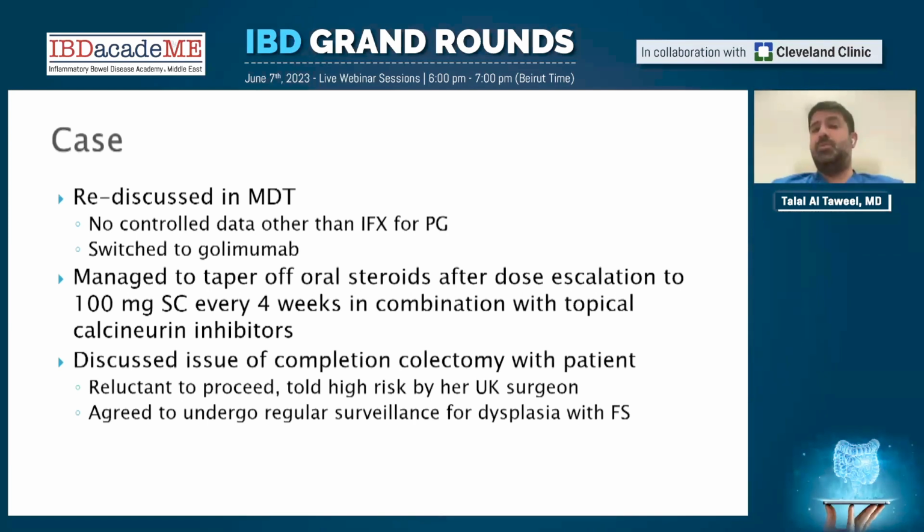Finally, we managed with difficulty to get her off the oral steroids after dose escalation of her golimumab to every 4 weeks, in combination with maintenance with topical calcineurin inhibitors. And then we discussed the other issue of the diversion and whether to undergo a completion colectomy with the patient. She was very reluctant to proceed. Her surgeon, she was in the UK, told her it's going to be a very risky surgery. So she decided not to go ahead with the surgery. However, she did agree to undergo regular surveillance for the dysplasia with flexible sigmoidoscopies.